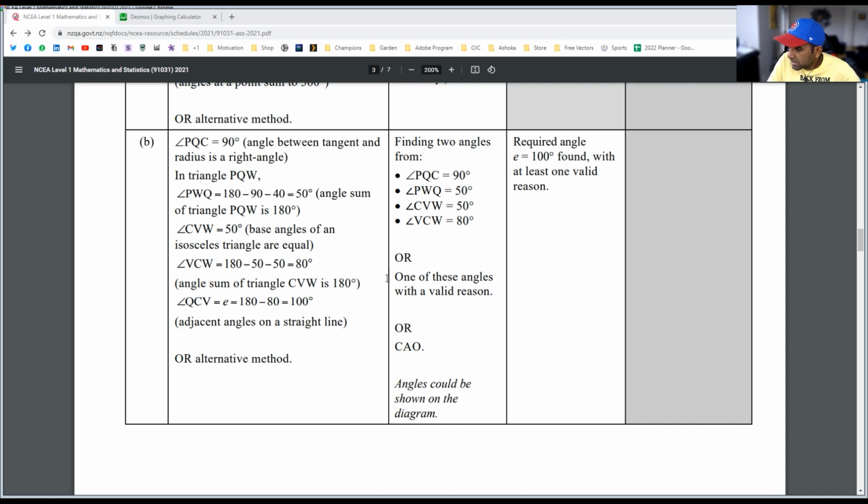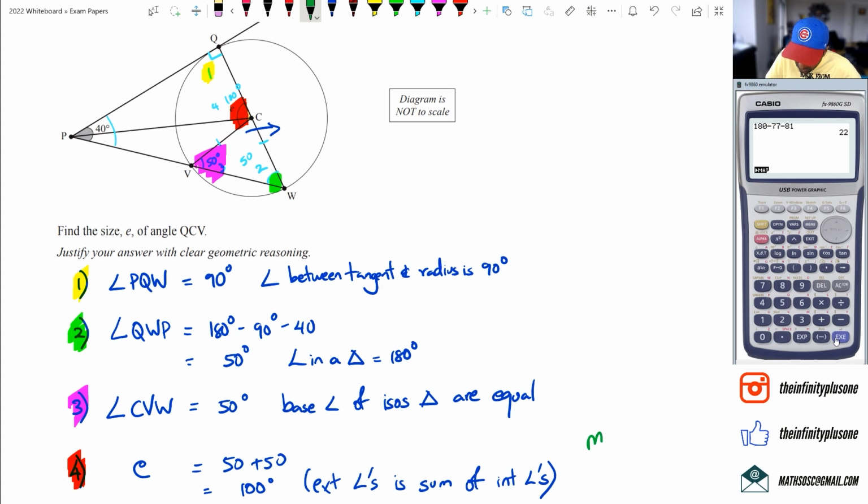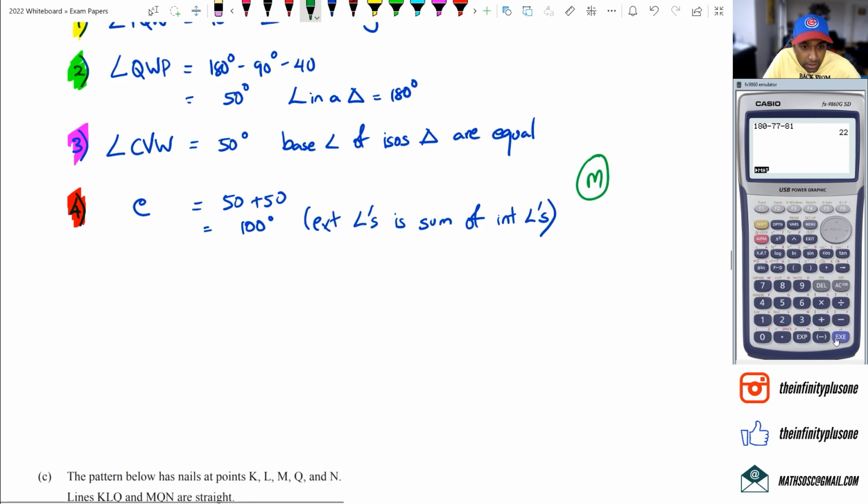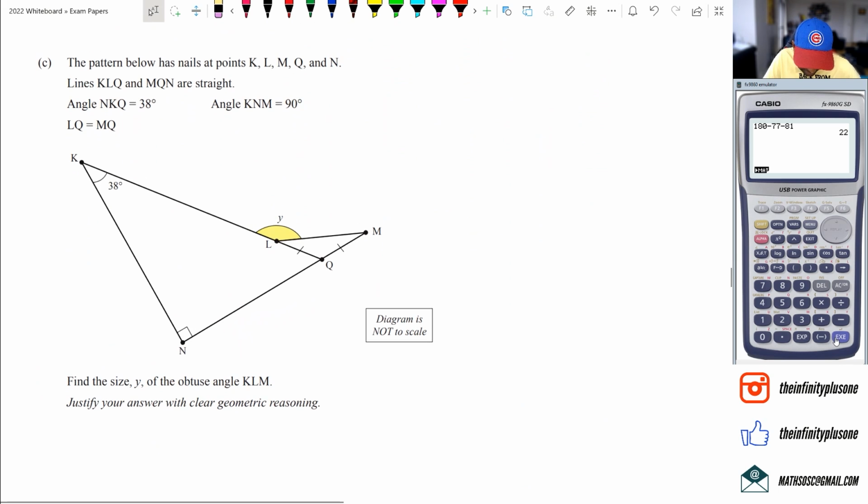So as you guys can see, is one of these valid reasons, and correct angle of 100 degrees is going to get you a merit. Anything else is going to get you an achieved. So even if you just give the correct answer only, you are going to get an achieved there. So this question is worth a merit. And like I said, one answer or one correct reasoning is going to get you an achieved. Cool, let's have a look at the next one.